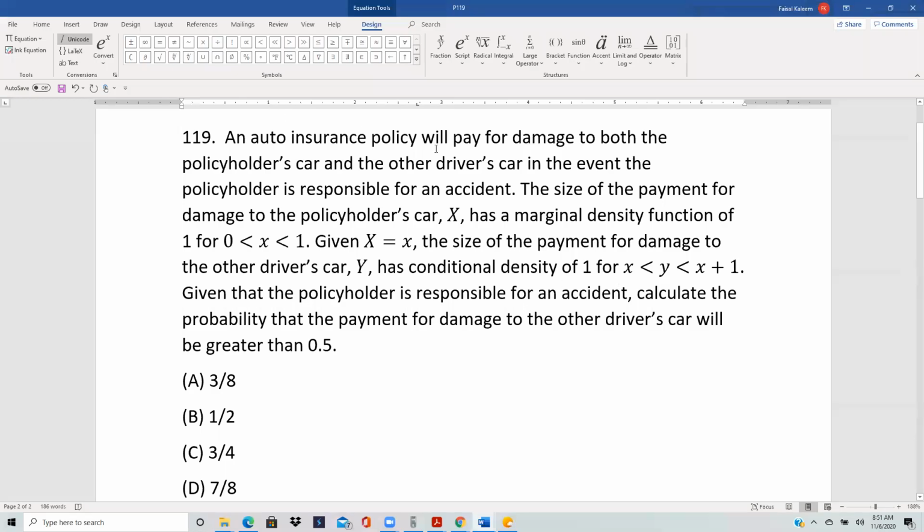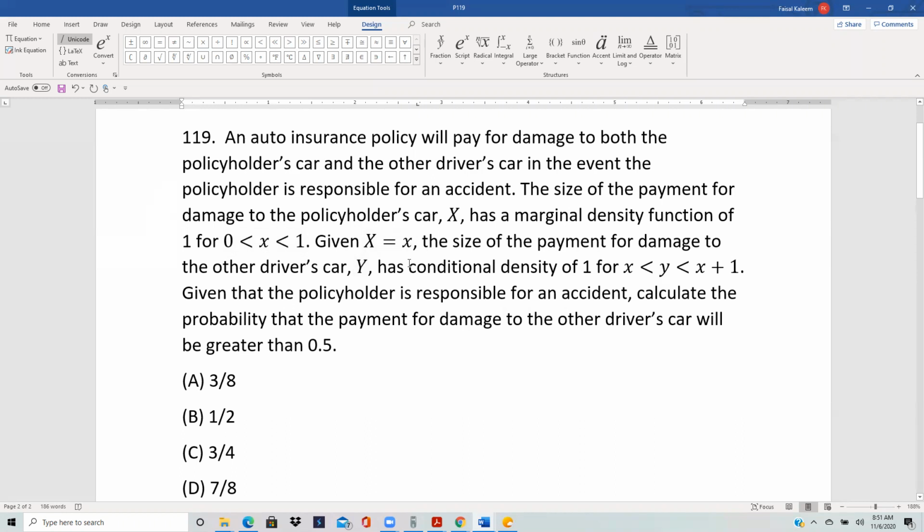An auto policy will pay for damage to both the policyholder's car and the other driver's car in the event of the policyholder being responsible for an accident. The size of the payment for damage to the policyholder's car, X, has a marginal density function of 1 for X between 0 and 1.